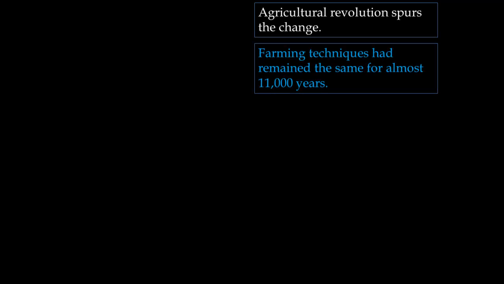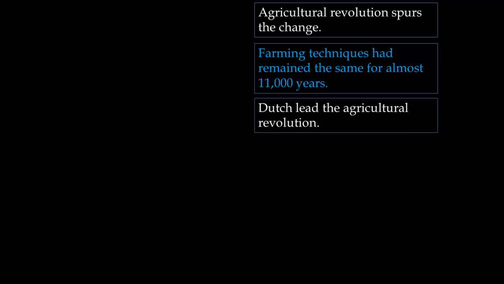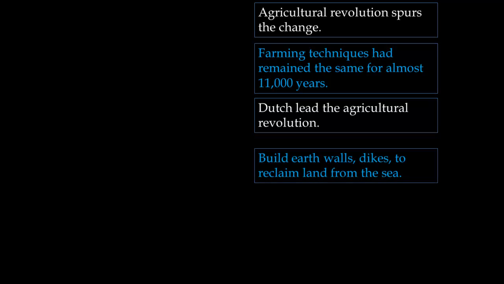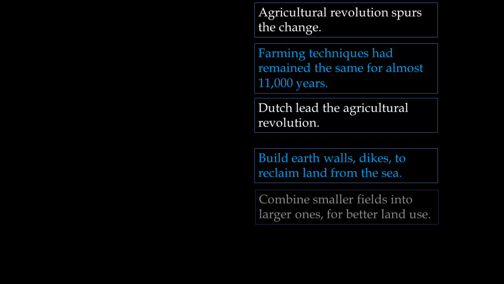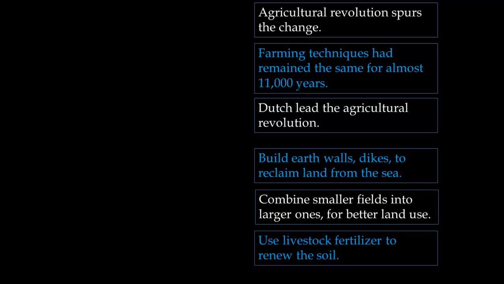We need to look at first the Agricultural Revolution, which is really going to start the change. For 11,000 years, the farming techniques that people had used have essentially been the same, essentially since people learned how to farm. And what we're going to see is the Dutch begin leading this agricultural revolution. They build earth walls, known as dikes, that essentially block out the sea and allow the Dutch to reclaim land to farm on. Along with that, they combine smaller fields into larger ones, making it more efficient to farm. And they begin using livestock fertilizer to renew their soil.